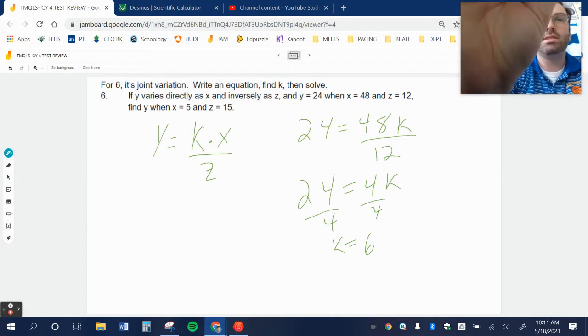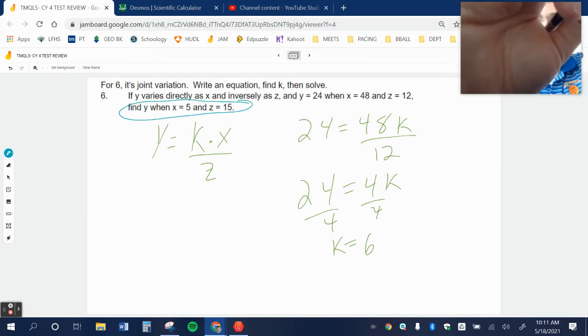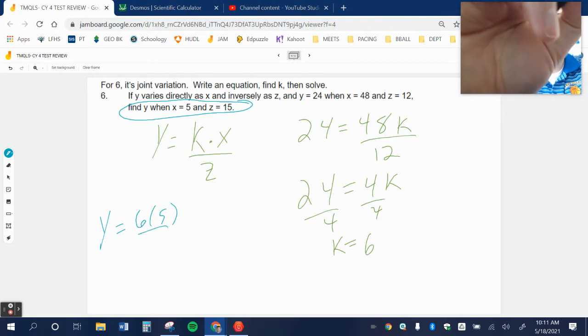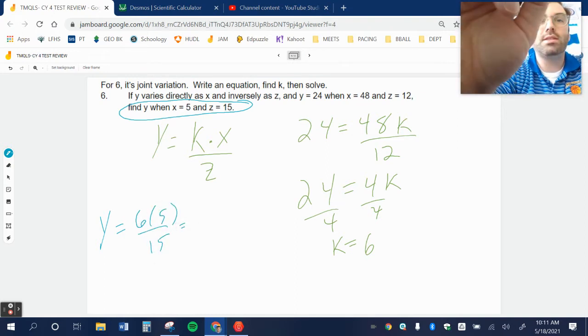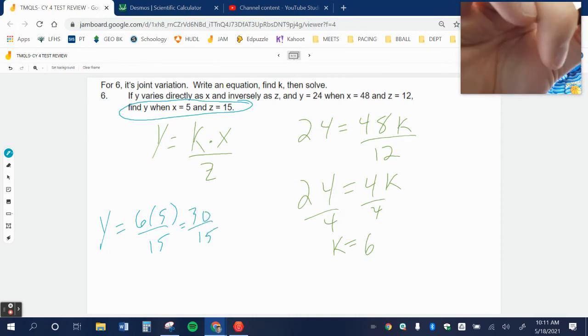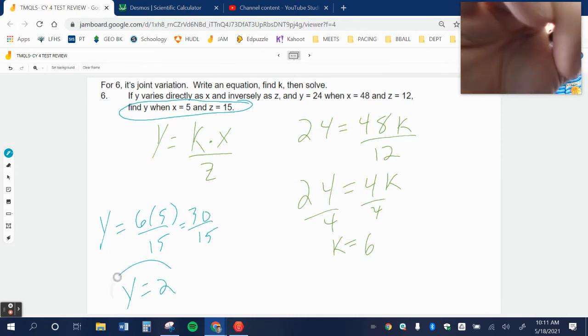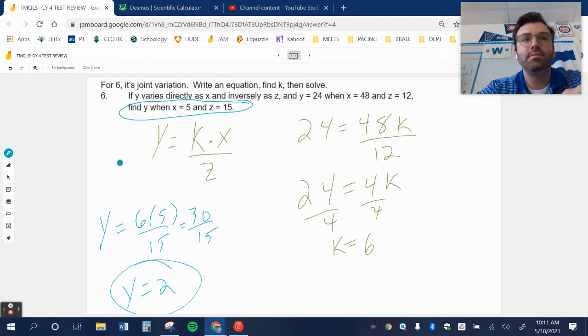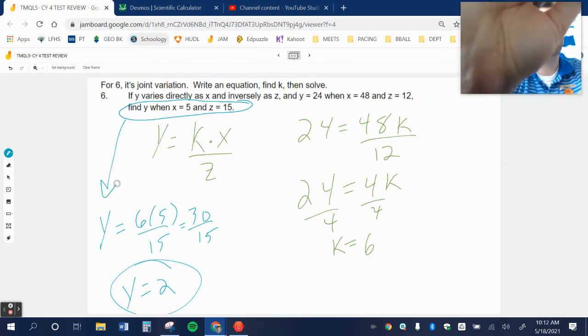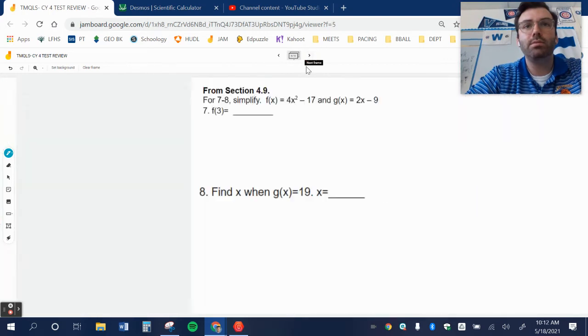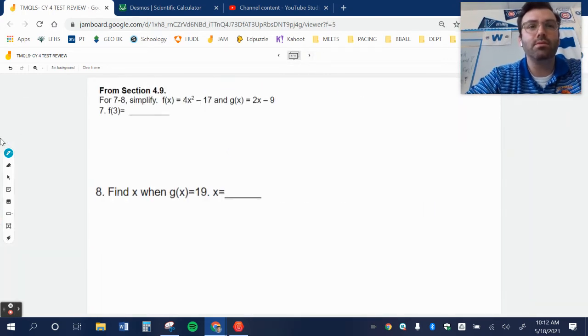The second part says find y when x is 5 and z is 15. So y equals 6 times 5 over 15. Well, 6 times 5 is 30. Divided by 15, y equals 2. Should we keep going? Yeah, let's do 2 more.